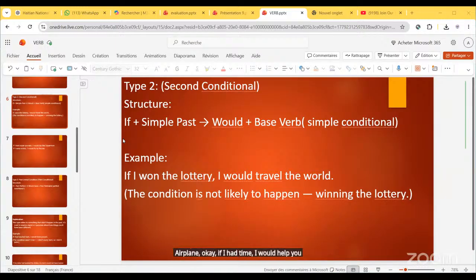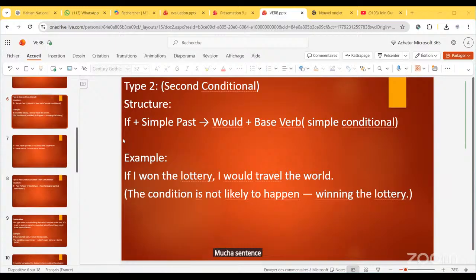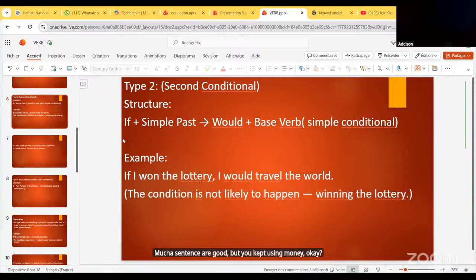That's so great. And then why are all of you using money, money, money, money? But your sentences are good. But you keep using money, okay? Sure, sure.